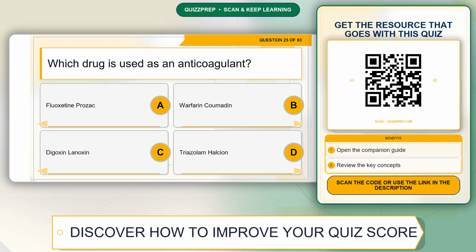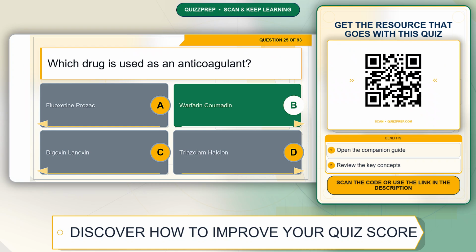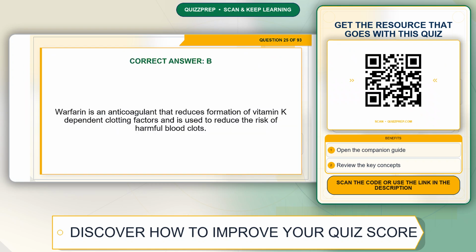Question 25. Which drug is used as an anticoagulant? Option A, fluoxetine Prozac. Option B, warfarin Coumadin. Option C, digoxin Lanoxin. Option D, triazolam Halcion. The correct answer is option B, warfarin Coumadin. Explanation. Warfarin is an anticoagulant that reduces formation of vitamin K-dependent clotting factors and is used to reduce the risk of harmful blood clots.